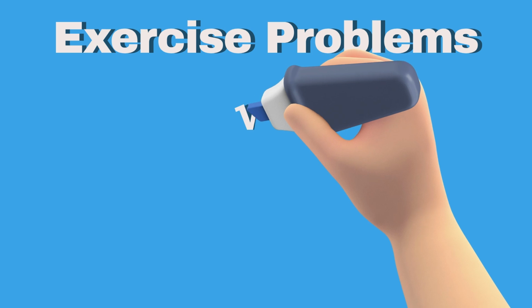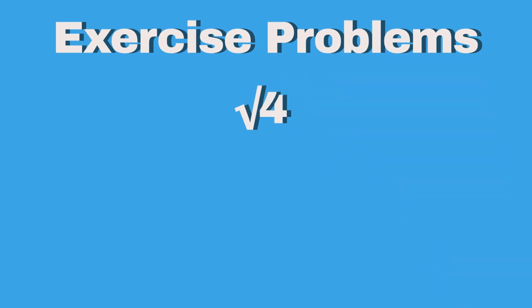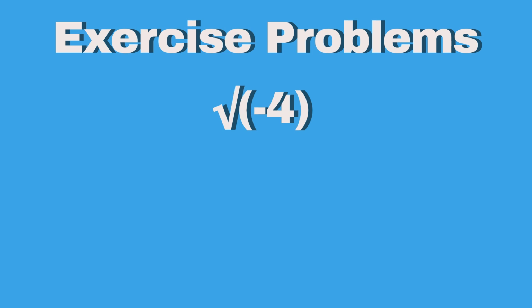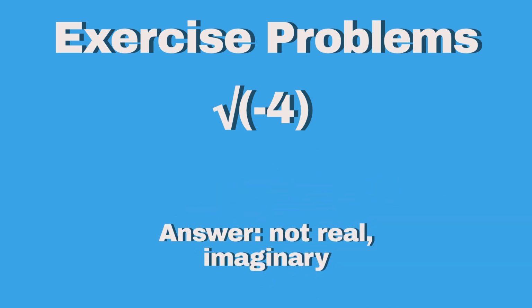Radical 4. Radical 4, or the square root of 4, is equivalent to 2. Since 2 is a real number, then the square root of 4 is also a real number. The square root of negative 4, radical negative 4, this number is represented as 2i, which is an imaginary number.